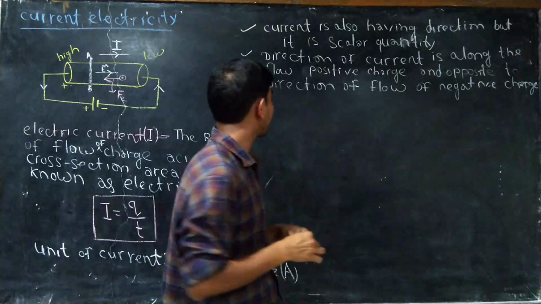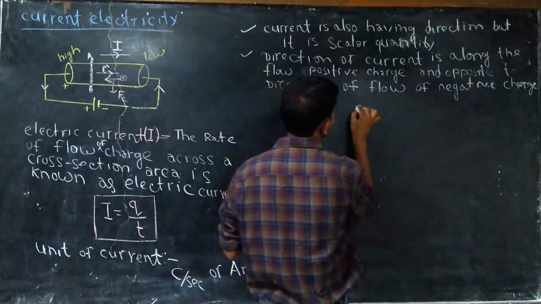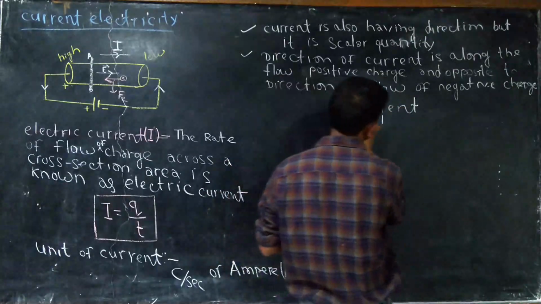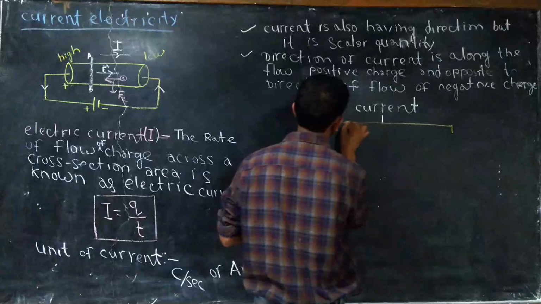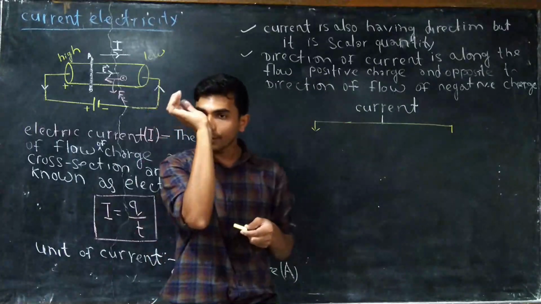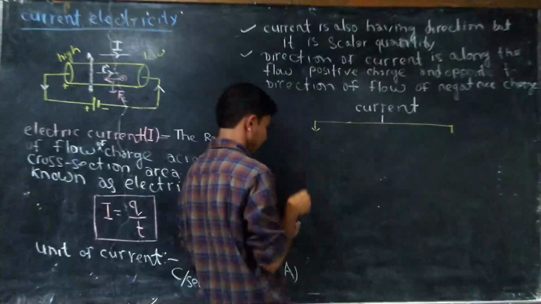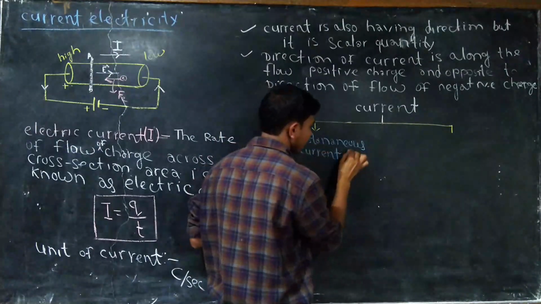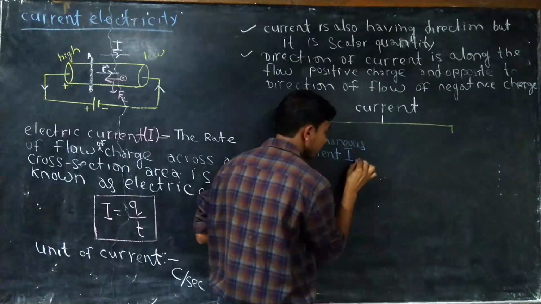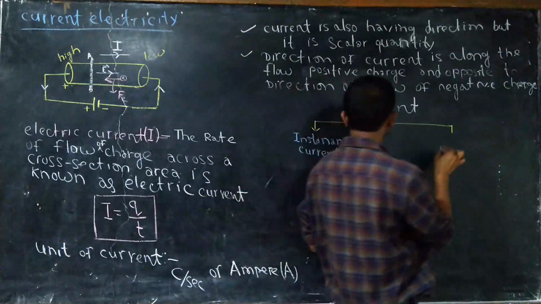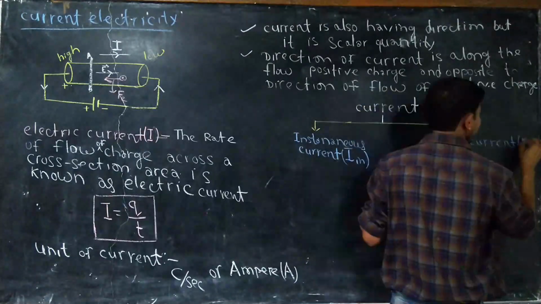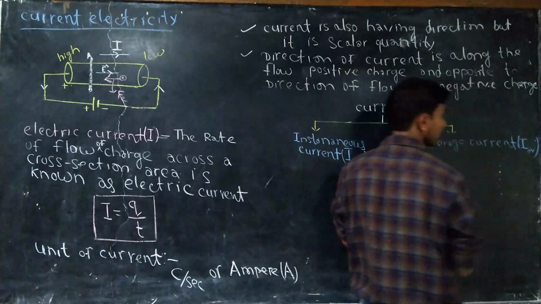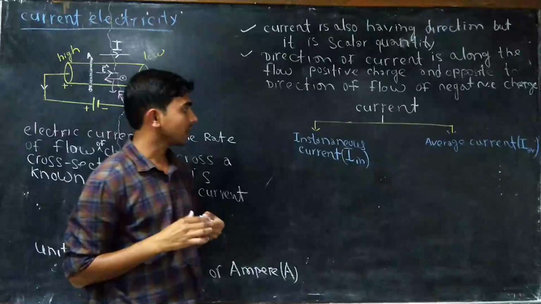Okay. Next we are going to divide current into two parts. The first one is instantaneous current, written as I, and the other one is average current, in short I average, IAV. So these two things we are going to study, right?